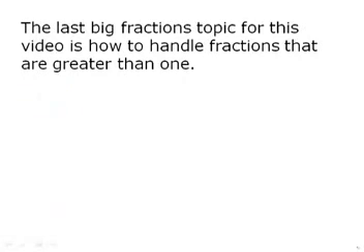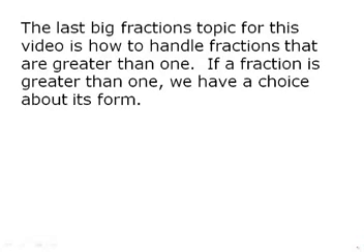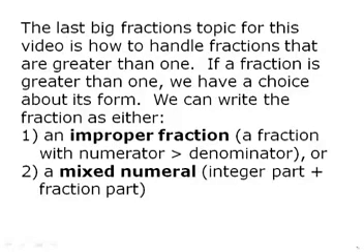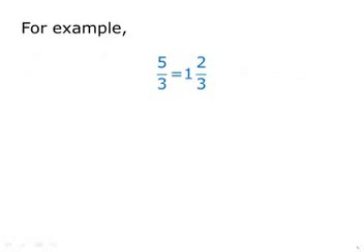The last big fraction topic for this video is how to handle fractions that are greater than 1. If we have a fraction greater than 1, we have a choice about its form. We can write the fraction as an improper fraction, that is to say, a fraction in which the numerator is larger than the denominator. That's what it means to be an improper fraction. Or we can write it as a mixed numeral, that is to say, something that is part integer and part fraction. So for example, we could say 5/3 equals 1 2/3.